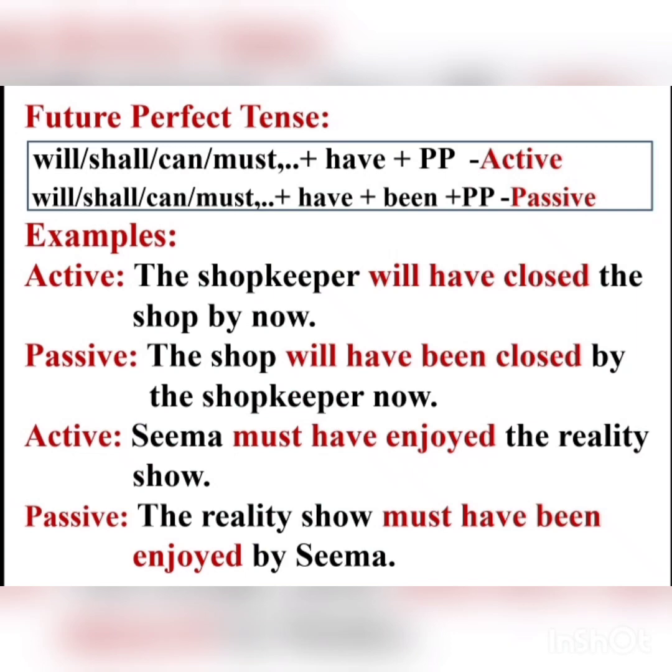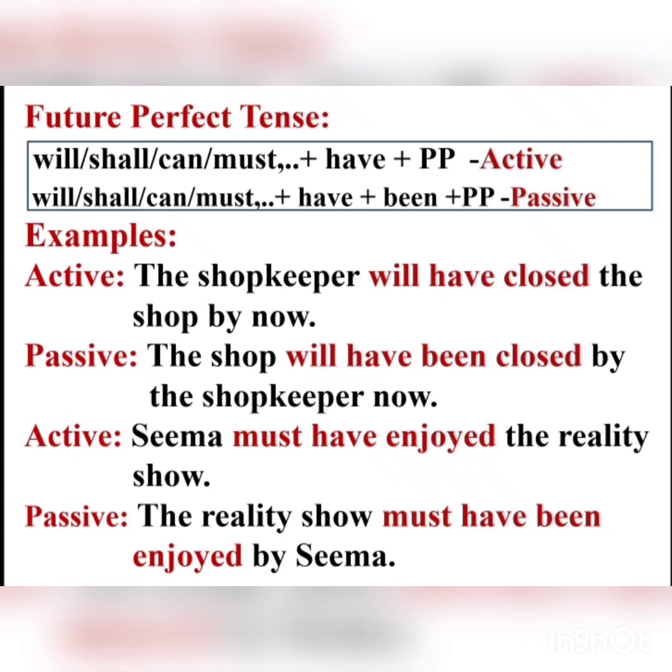Next one is future perfect tense. Here we'll be using modal auxiliary verbs. Will, shall, can, must, etc. plus have plus past participle in active voice. In the passive voice, same modals with have plus been plus PP. We'll move on to the examples.